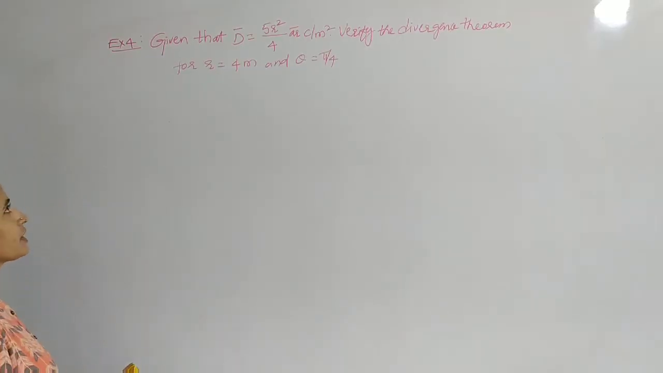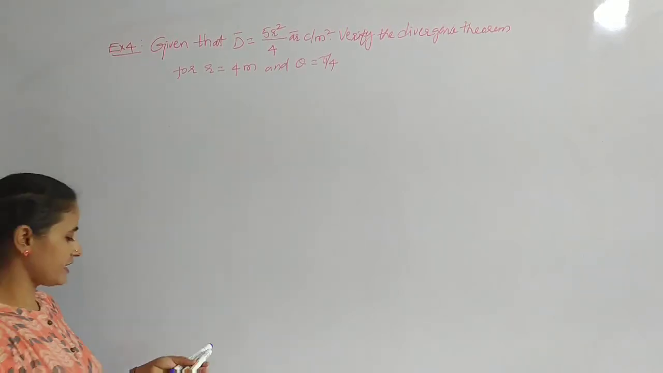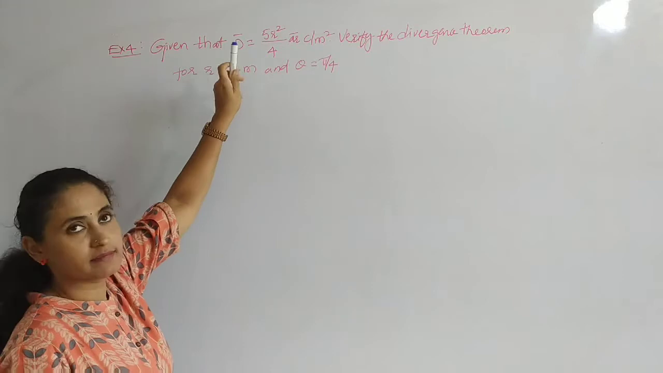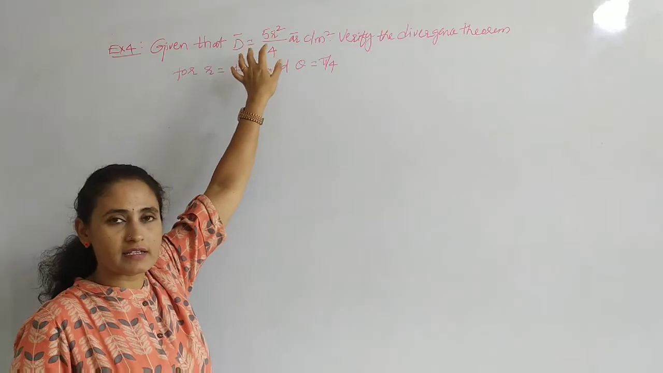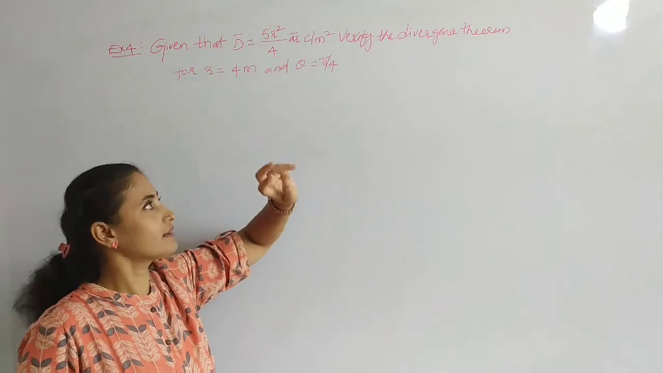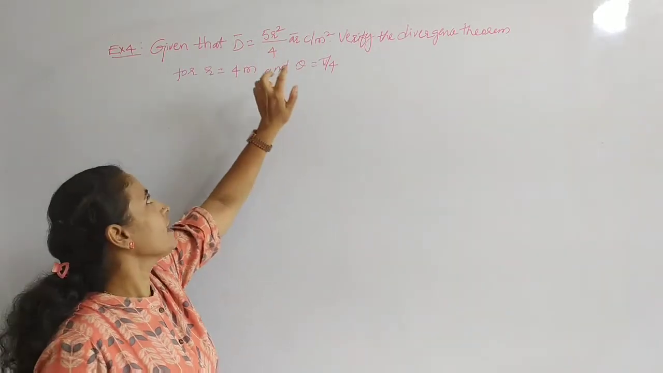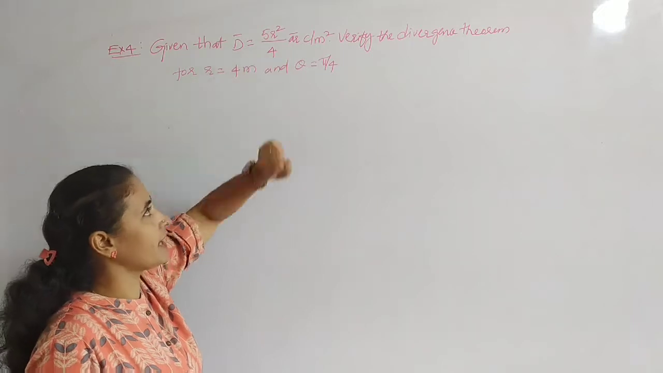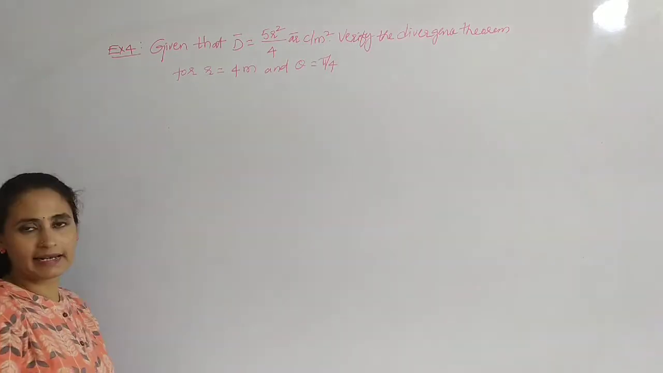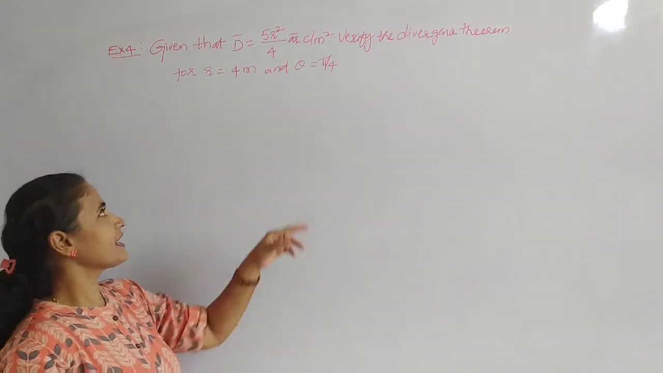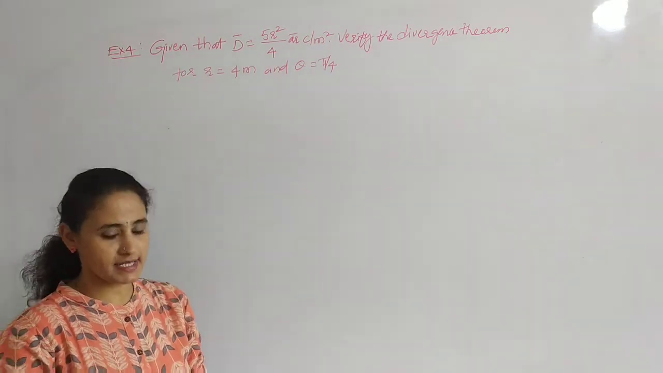Let us solve one more numerical on the divergence theorem. The problem is stated as D bar is given as 5 r square by 4 into ar. D bar is supposed to have the 3 coordinates, but now only one coordinate is given, 5 r square by 4 into ar, and we have to verify the divergence theorem with the given values of r and theta. Here we see theta also, meaning D bar is given in the spherical coordinate system.